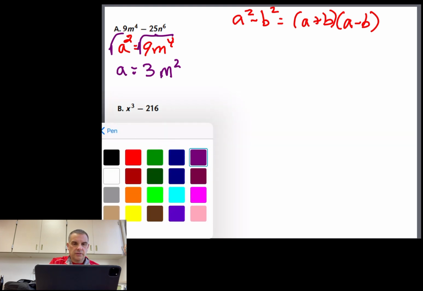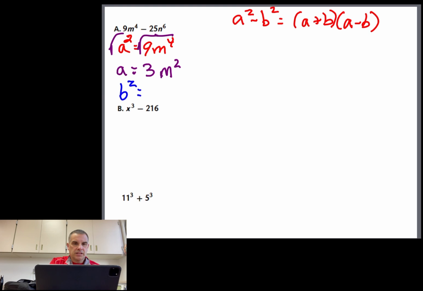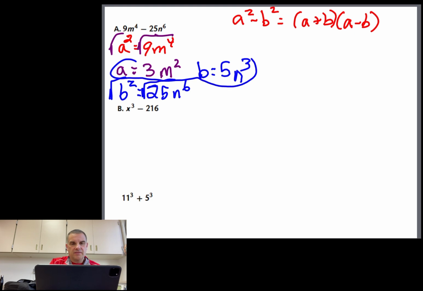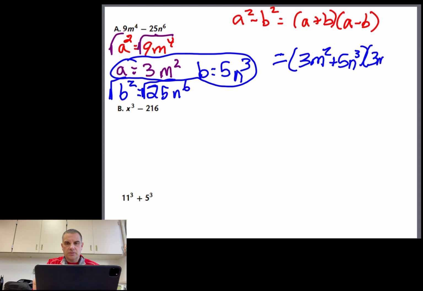My b squared value is equal to 25n to the 6th. So again, to find our b value, we're going to take the square root. The square root of 25 is 5. Square root of n to the 6th is n to the 3rd. So there's my a value and my b value. And again, I just like to do this now because now it's a plus b. So that's 3m squared plus 5n cubed, and then 3m squared minus 5n cubed. And you're done. Okay, we've essentially taken that and factored it.